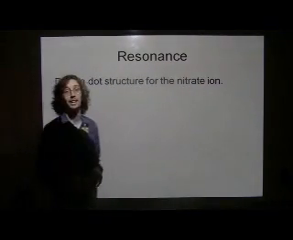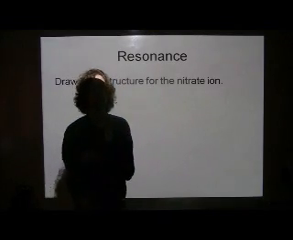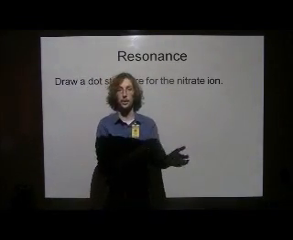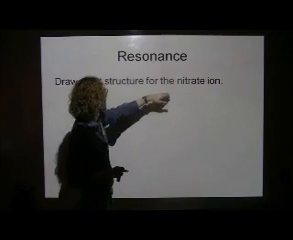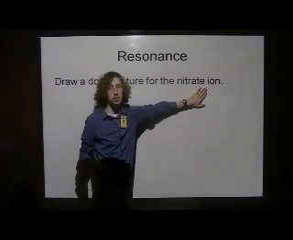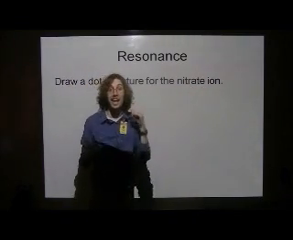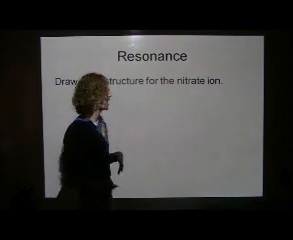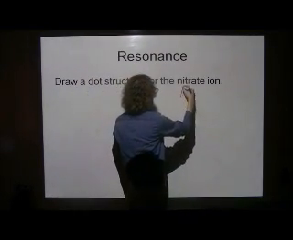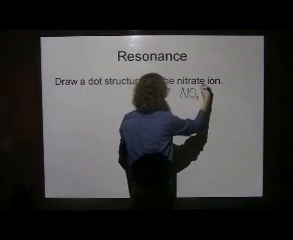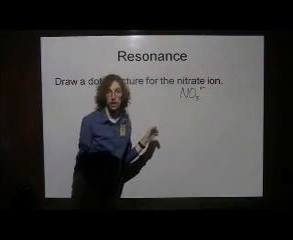All right, and last but not least, you'll have problems that have what's called resonance. So let me try and demonstrate that for you. For this case, it says draw the dot structure for nitrate. Again, it ends in ate or ite, so you know that's a polyatomic ion. So you look it up and find that that's NO3 with a 1- charge on it.